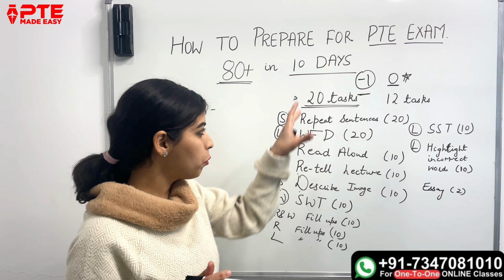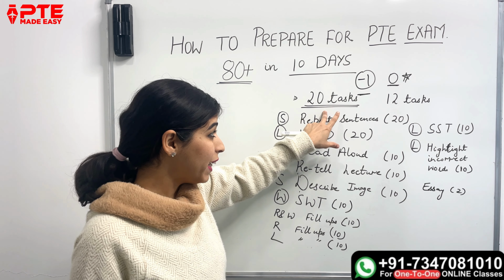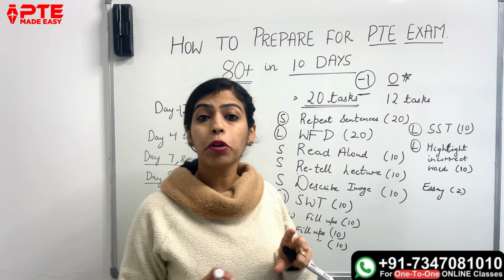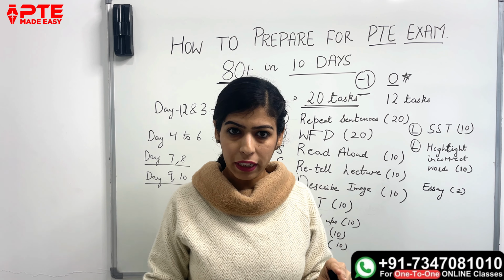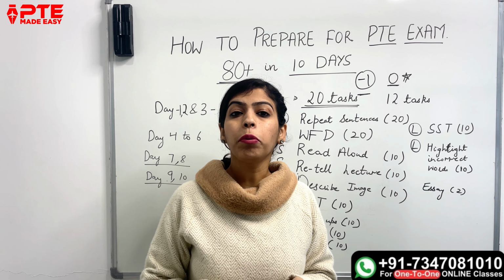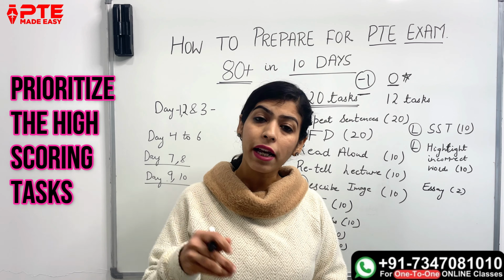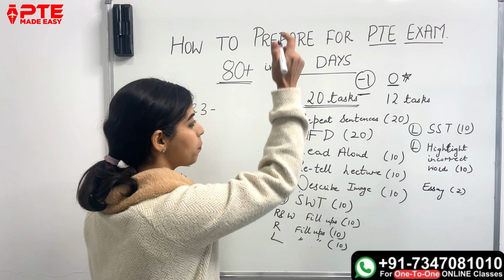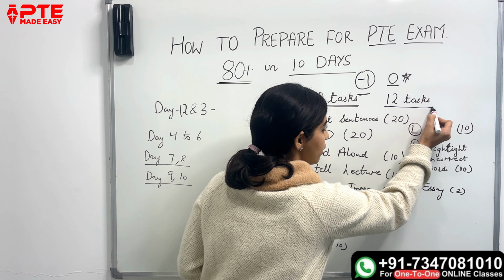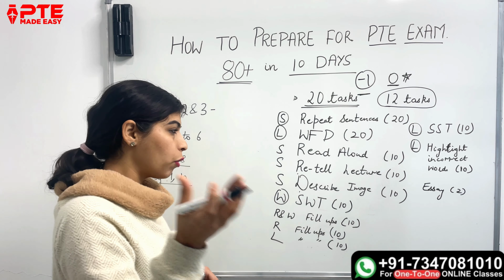Now coming back to the topic, what exactly do you need to do? There are a total of 20 tasks, and on day 1, day 2 and day 3 we are going to practice all the 20 tasks, but we need to take care of the sequence. We need to take care of the number of questions as well. We need to prioritize the high scoring tasks. When it comes to the high scoring tasks of the PTE exam, 12 tasks are high scoring. 12 tasks are high priority tasks.